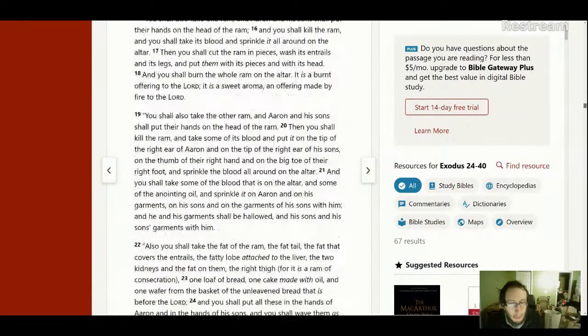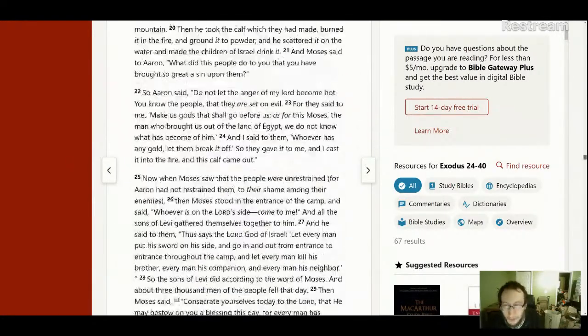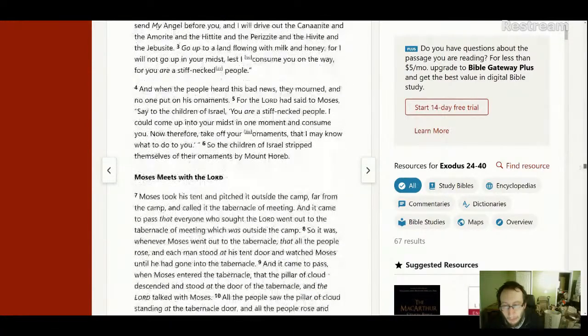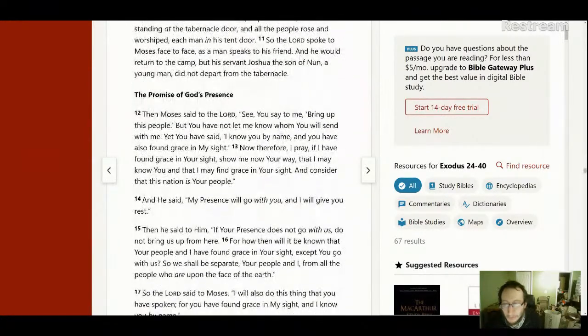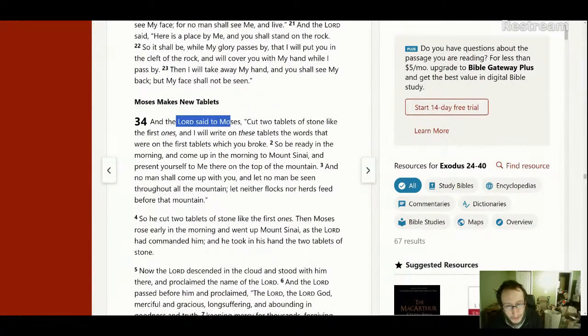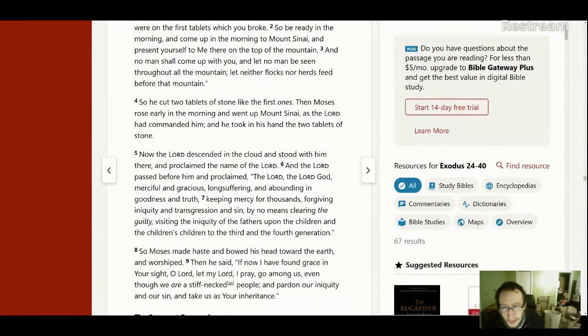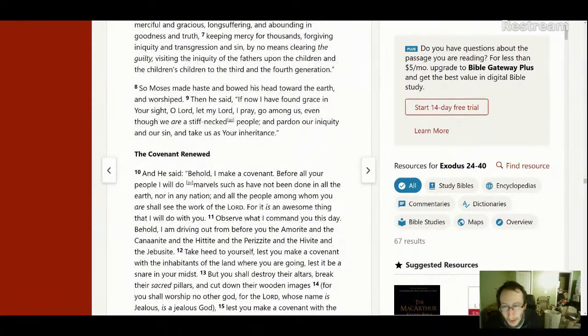And then when we say, what did he write on the mountain? Well, when we go later on, it says, come back up to the mountain and rewrite it. Watch. The Lord said to Moses, cut 2 tablets of stone like the first ones, and I will write on the tablets the words that were on the first tablets, which you broke. So be ready in the morning and come up in the morning to Mount Sinai. So he went up, he cut 2 tablets of stone like the first ones, and then it says, here's what he wrote on it.